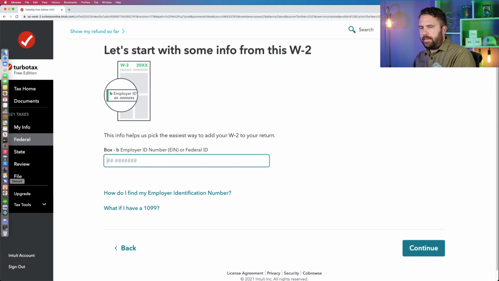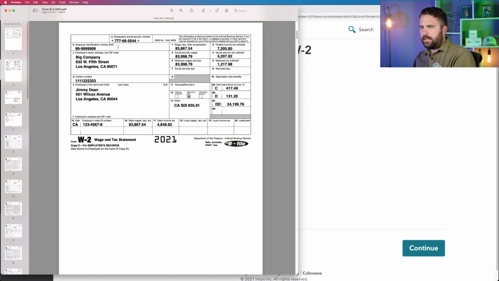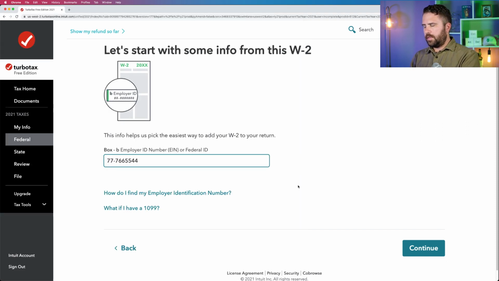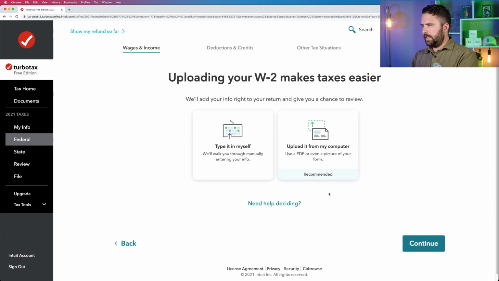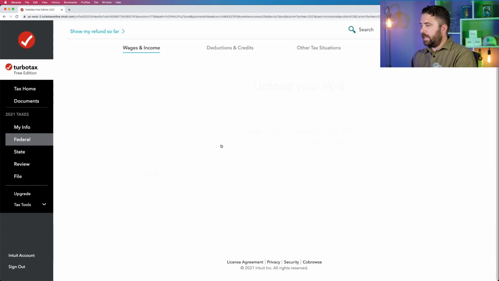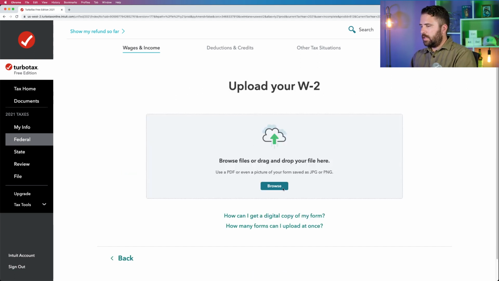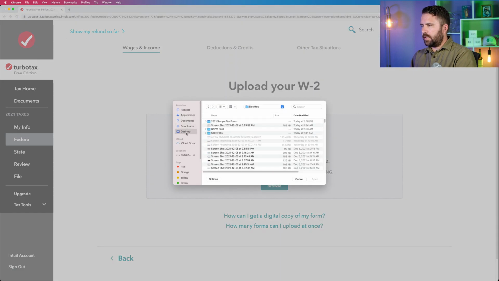And we can find that very easily right here. 777-665544. Very good. Continue. Okay, you can type it in yourself, or you could upload it from your computer. I'm gonna try this and see how that goes. Okay, where can I find it? Here.